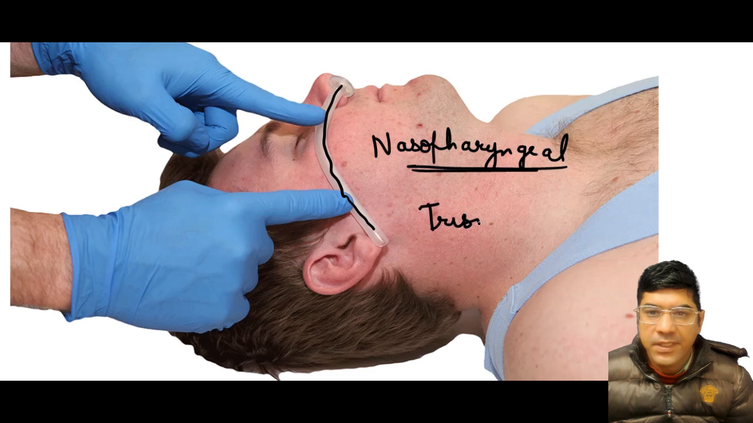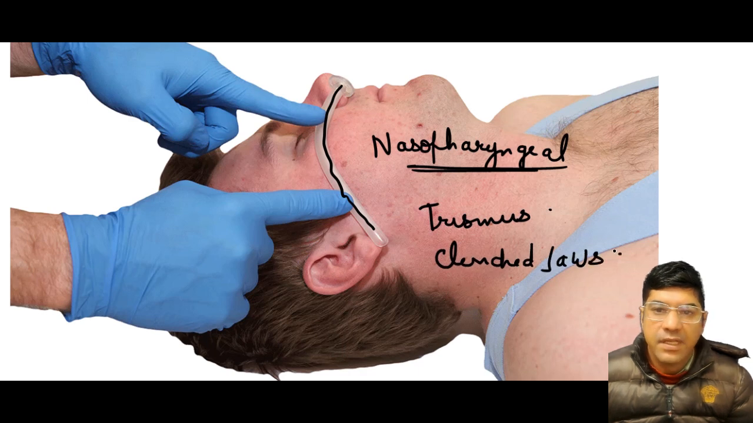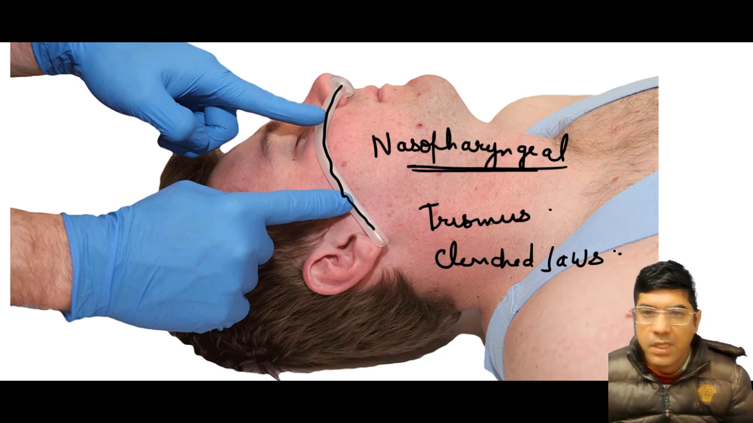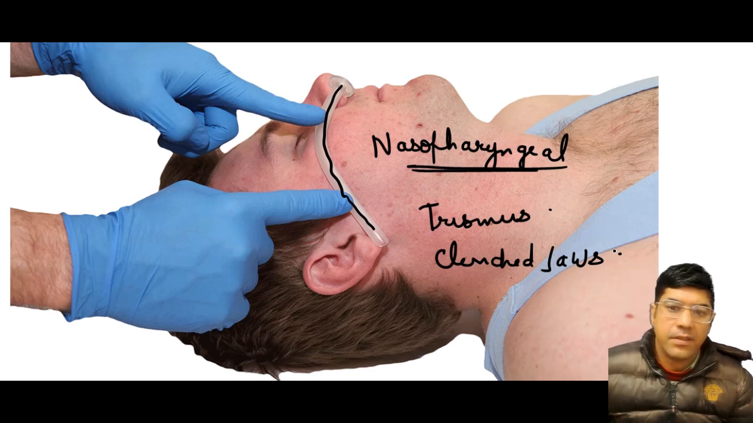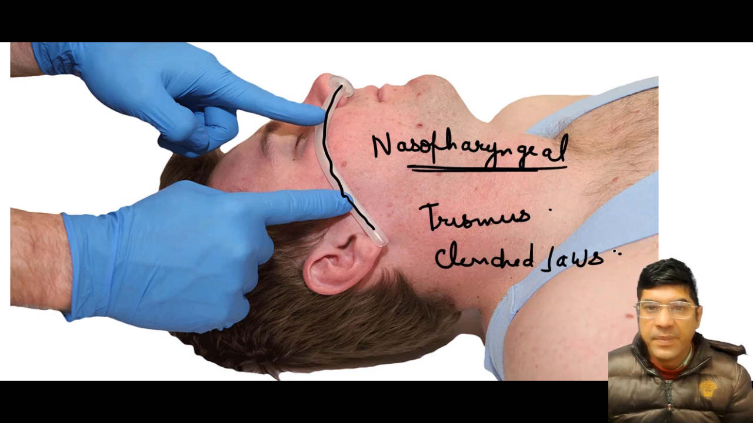So it is done in the conscious patient. It can be helpful in conscious patients with clenched jaws, so in patients with trismus. In cases where the patient has clenched jaws, that could be due to reasons like seizures, trauma, or muscular issues, inserting an oral airway might be difficult due to inability to open the mouth. That is why we prefer the nasopharyngeal airway here. Another is trismus, when the patient is unable to open his mouth, so we prefer the nasopharyngeal airway.